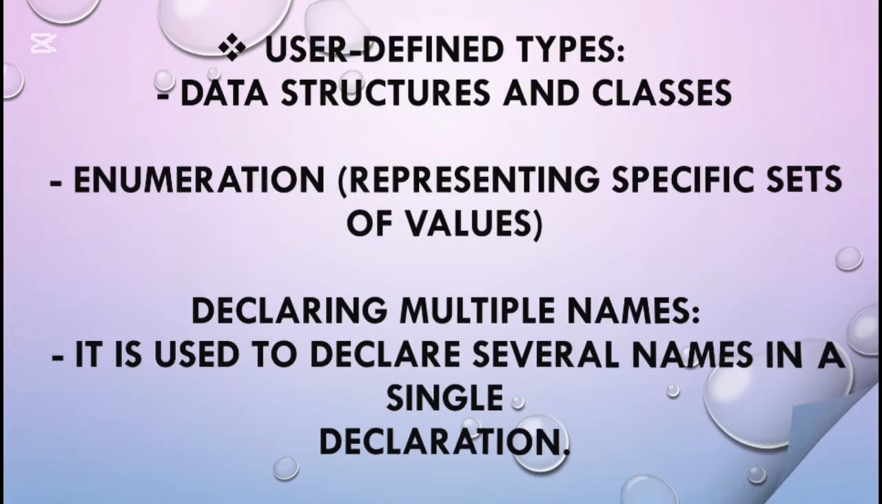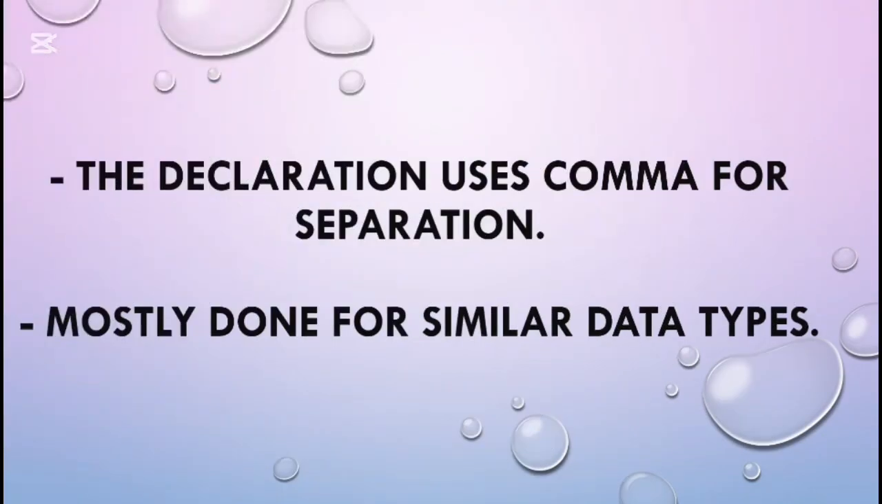Okay, moving forward, the declaration uses commas for separation, mostly done for similar data types. As I said earlier, when you're declaring a list of integer data types, you have to make sure they are all similar. You must not mix integer with string, and you must not mix string with boolean. If it's boolean, then you use commas to separate them. If it's string, you also use commas to separate them.